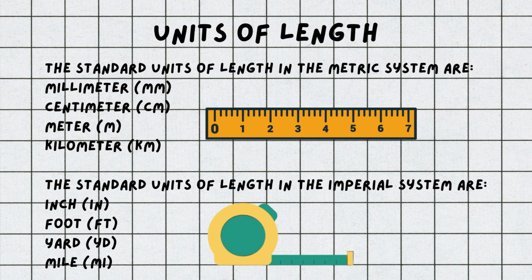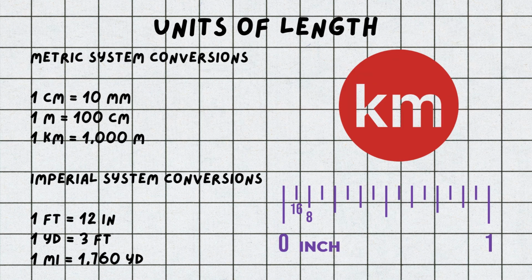Units of length. The standard units of length in the metric system are millimeter, centimeter, meter, kilometer. Metric system conversions. 1 centimeter equals 10 millimeters, 1 meter equals 100 centimeters, 1 kilometer equals 1000 meters.